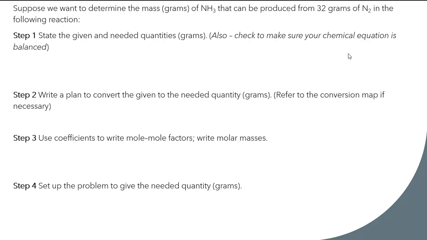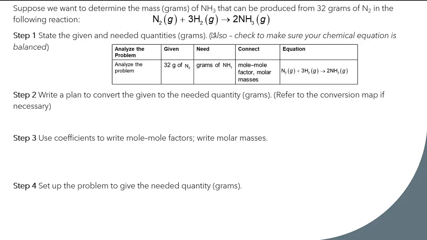So step 1, state the given and needed quantities. This time it's grams. Also make sure your chemical equation is balanced, which it is. If you notice, we already have our coefficients here in front of our reagents and products. That's our first sign that it's balanced. Always good to double check just to make sure. And then state your given and needed, right? So we are given 32 grams of nitrogen. We are asked to calculate the grams of ammonia. So for that, if you go back to that flow chart, we're going to need both our mole to mole factor and the molar masses of each reagent and product, okay?